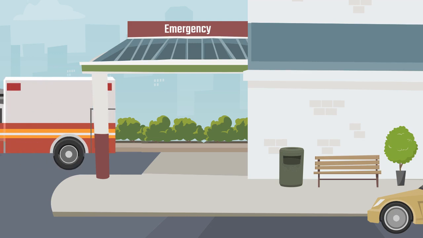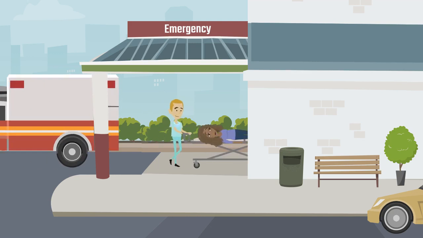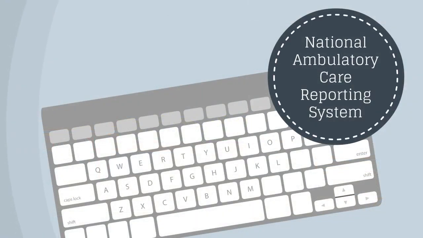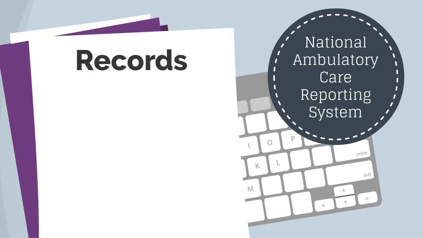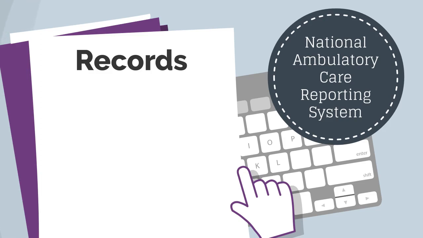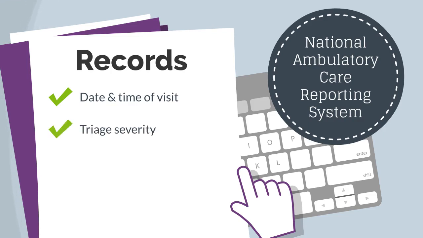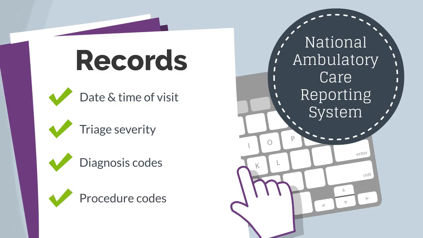If Susan eventually visits an emergency department, this will result in a record in the National Ambulatory Care Reporting System, NACRS. This database collects visits to hospital-based ambulatory centers, including emergency departments, and collects information such as dates and times related to the visit, for example when they arrived, saw a physician, or departed, triage severity, which indicates how urgently care is needed, diagnosis codes that indicate the main reason for their visit and other health conditions that may have impacted treatment, and procedure codes to capture interventions that occurred while in the emergency department.